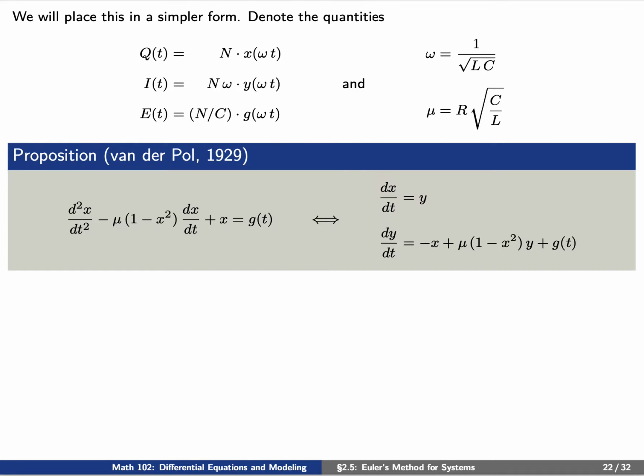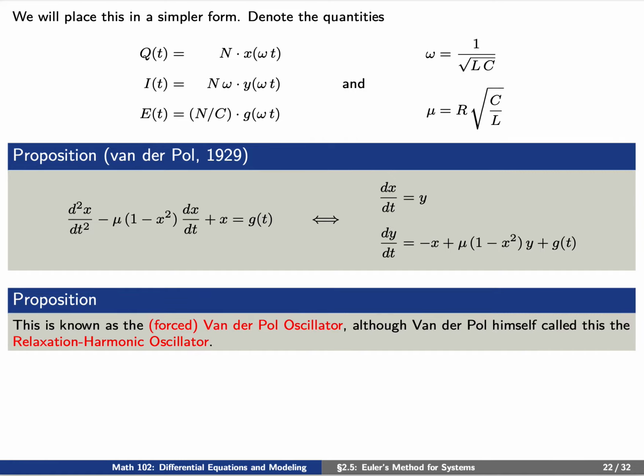Van der Pol realized in his 1929 paper that you can actually express this second order differential equation in a very simple form. We can express this in terms of a two-dimensional system of first order equations. This is what's known as the forced Van der Pol oscillator, although Van der Pol himself preferred to call this the relaxation harmonic oscillator.